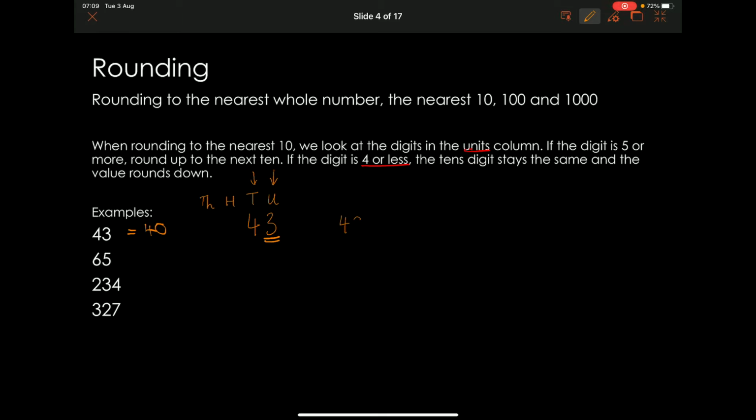We're trying to say, is it closer to 40 or 50 when we round to the nearest 10, because they're tens. Okay. So then if we look at 65, we're saying, is it closer to 60 or 70? Now in this case, it's smack bang in the middle, but the rules apply. If the digit is 5 or more, we round up. So 5, the units column, remember, 65, we look at the units column, and because it's a 5 or above, we round up to the next 10. The next 10 is 70.